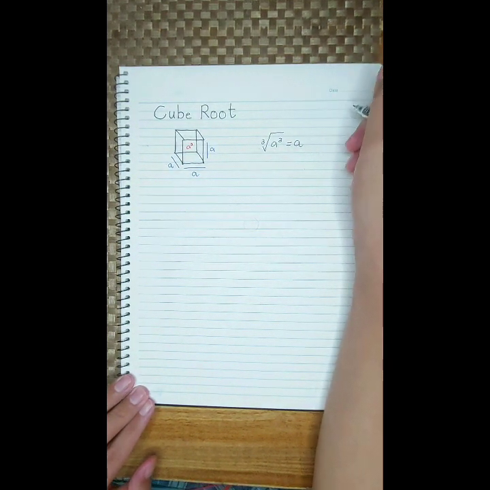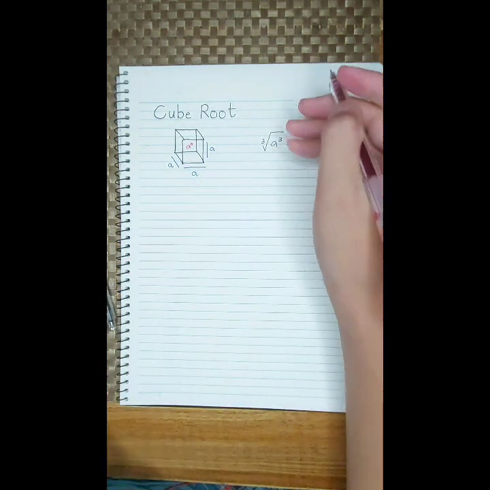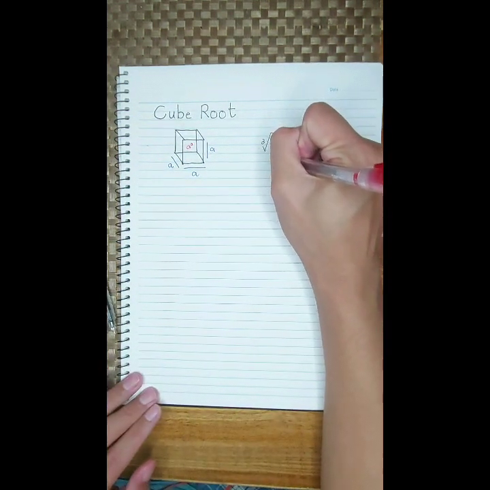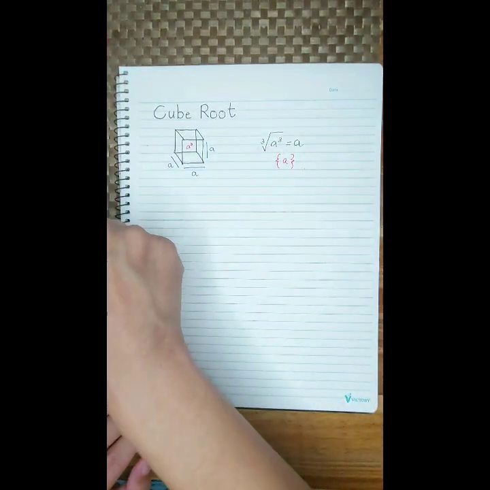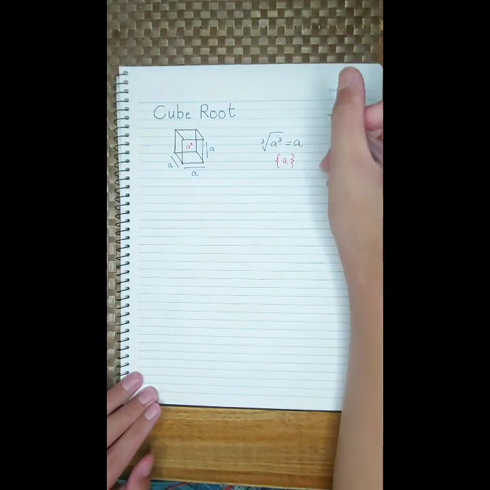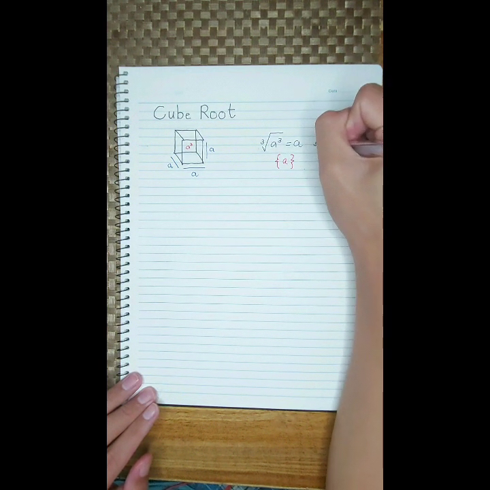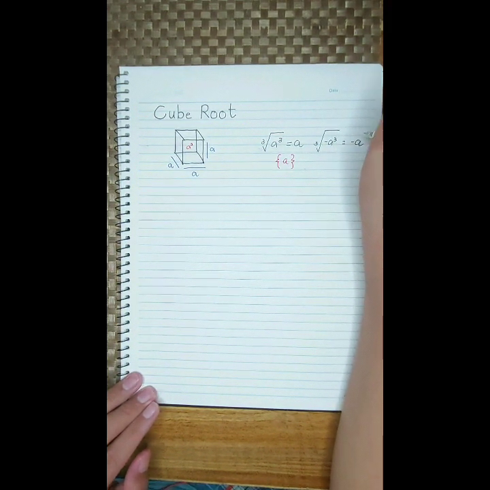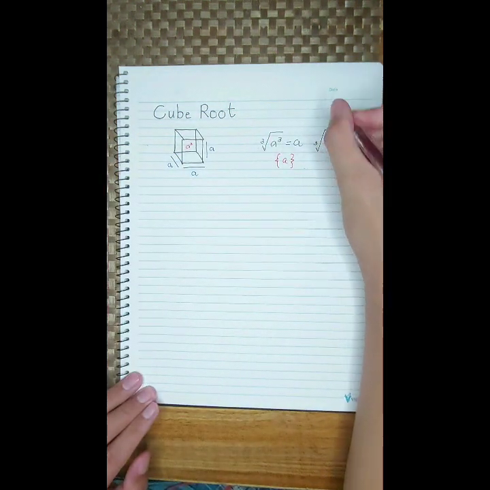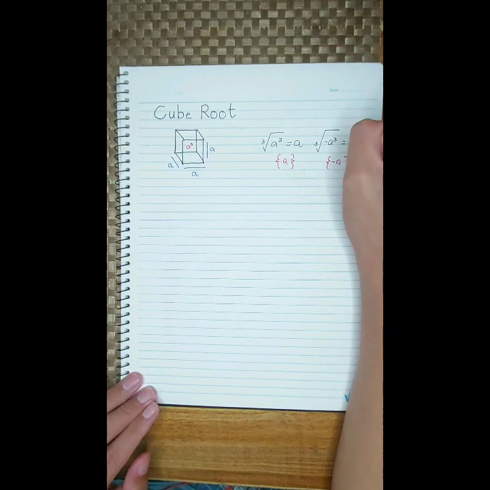However, we have another case. Before we go to the other case, we have here now the set of its cube, it's only a. However, you might encounter, because you are now aware of negative numbers, the cube root of negative a cube. So the answer would be negative a.